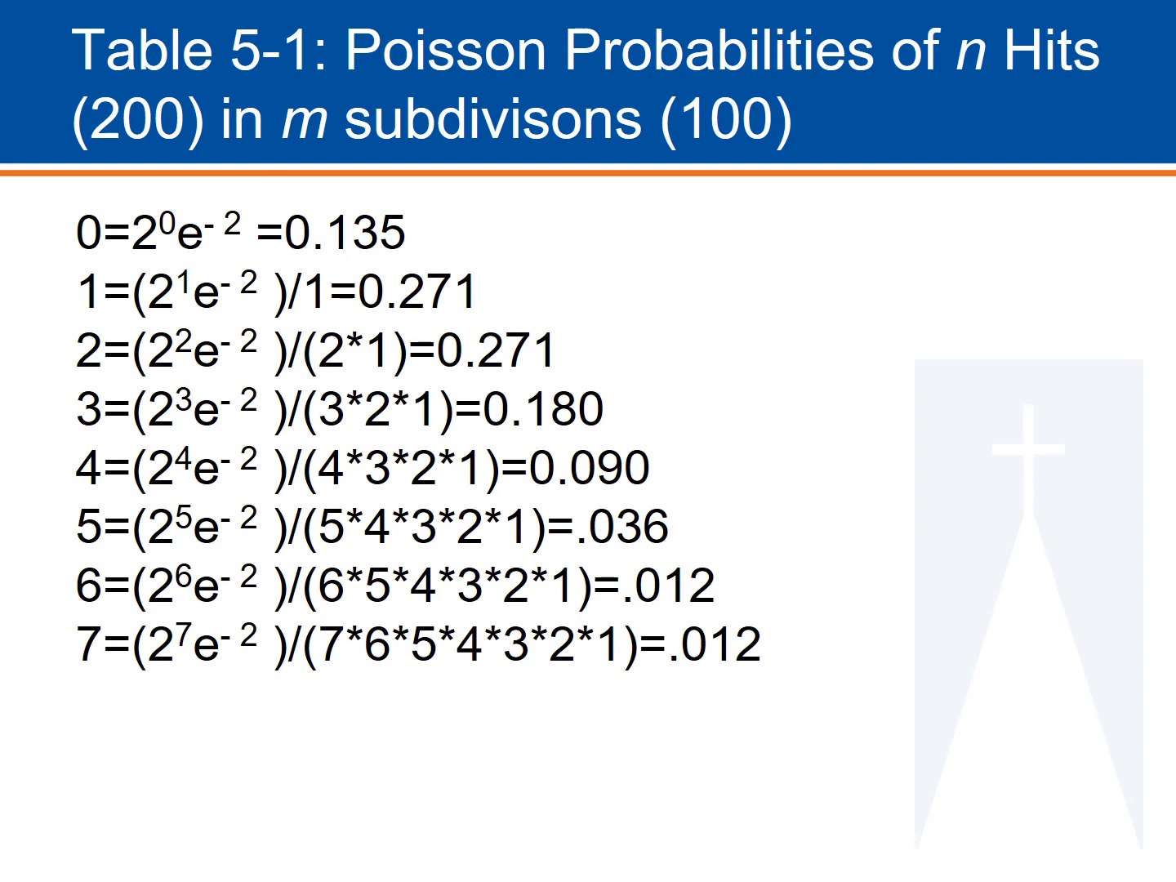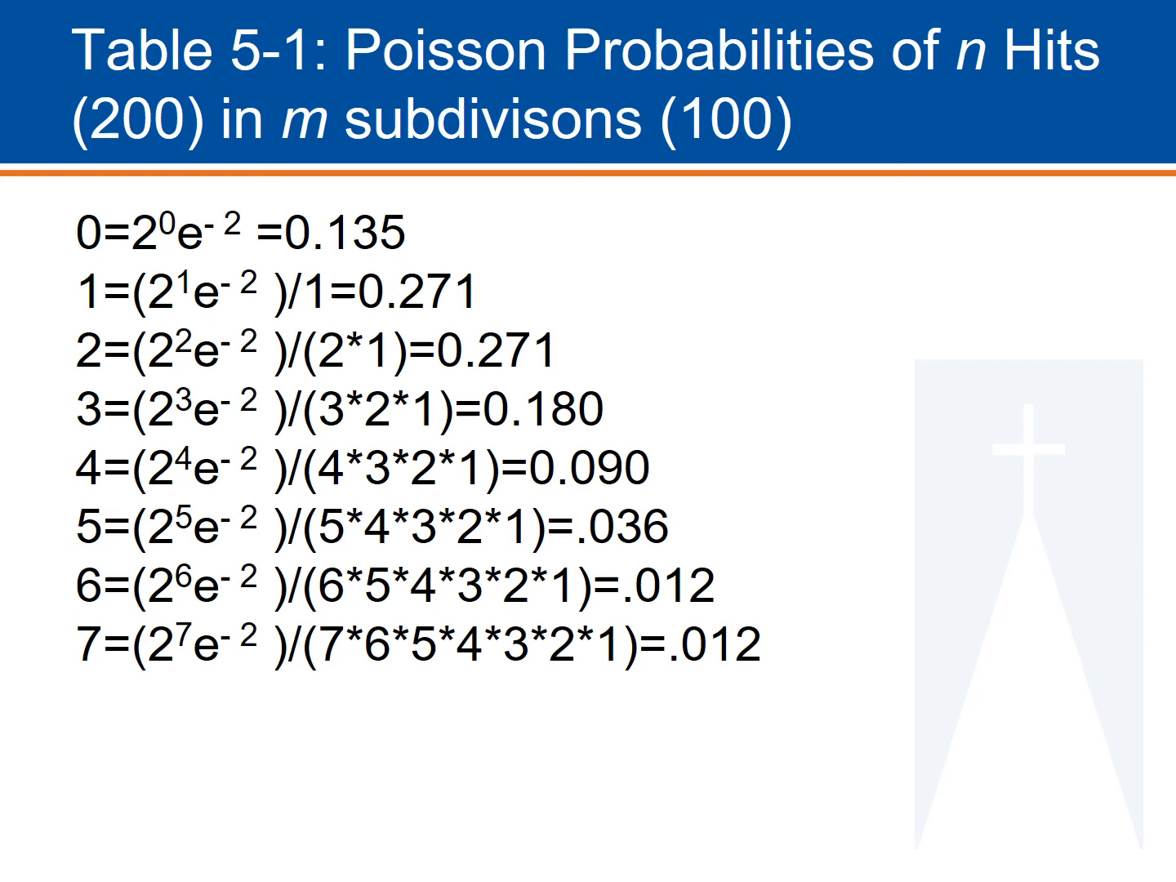So, filling in the numbers for the formula all the way down, these are the probabilities of the square having 0, 1, 2, all the way through 7 hits. It makes sense that the greatest probability is between 1 and 2 hits, and the smallest probability is 6 or 7 hits.